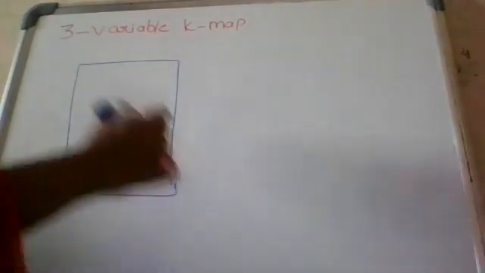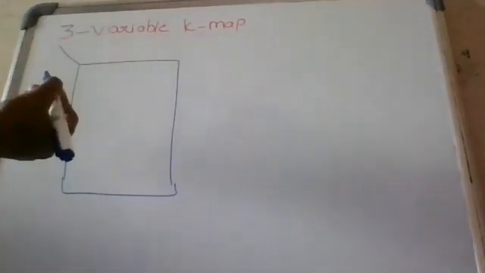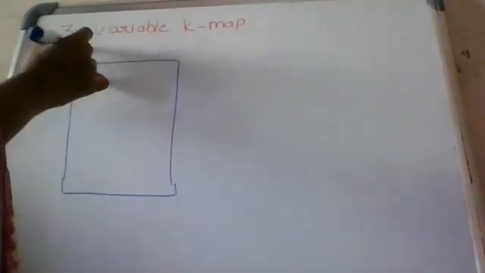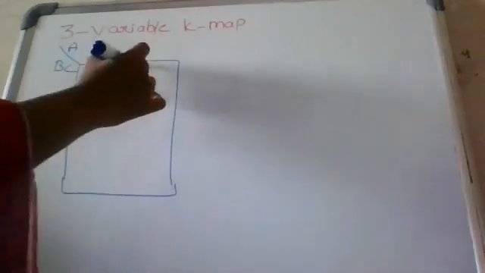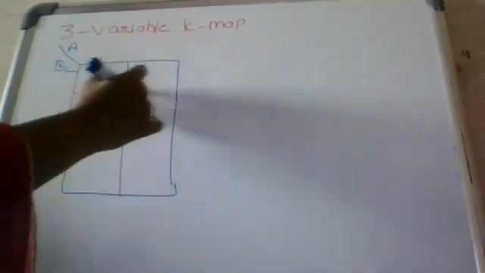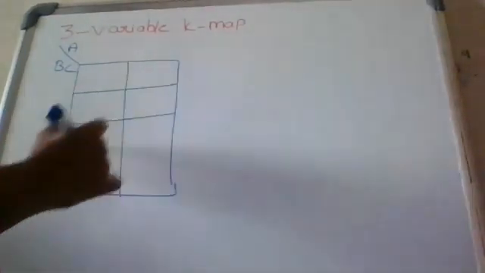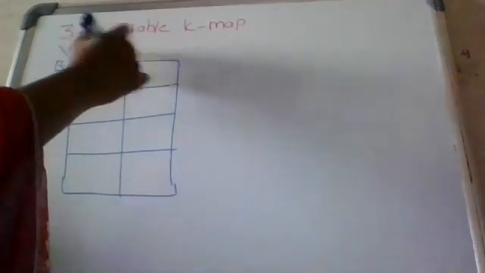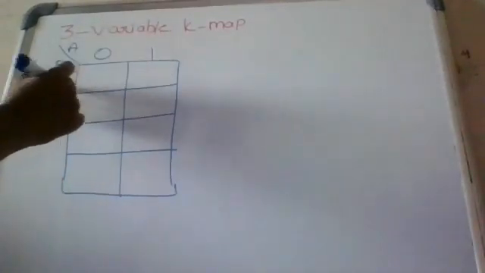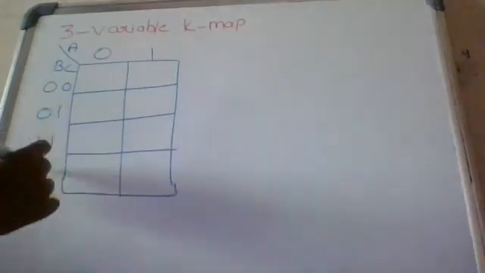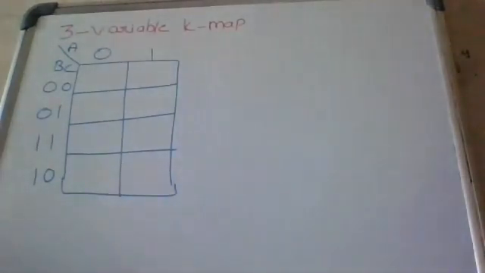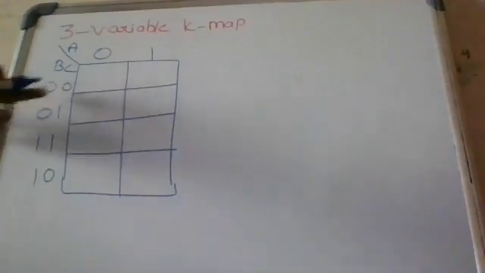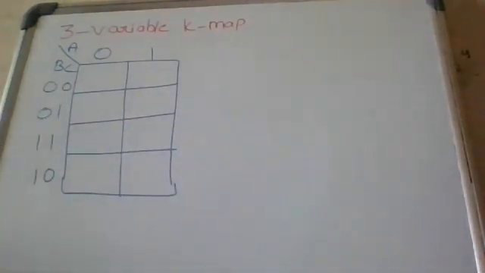Vertical three variable K-map. Here we have a partition. Here we take A, and here BC: 0, 1, and 00, 01, 11, 10. So we have 8 cells. Compulsorily, we should take this order only: 00, 01, 11, 10.